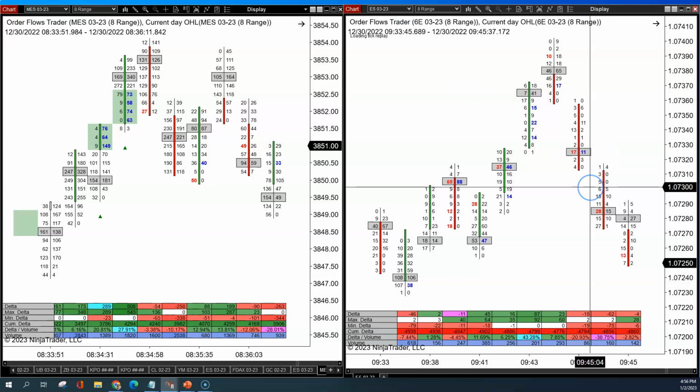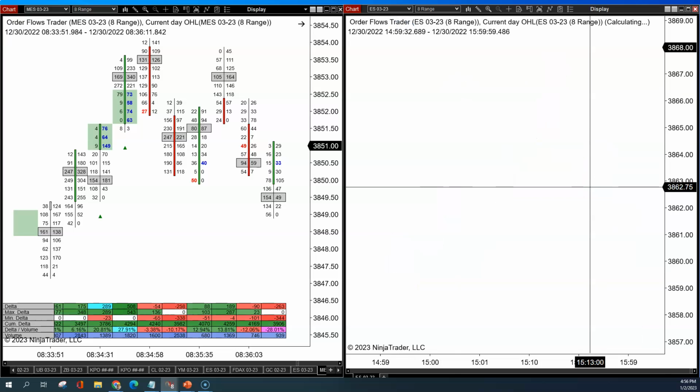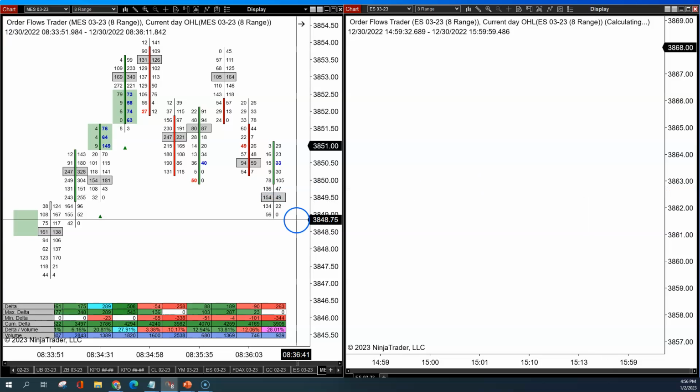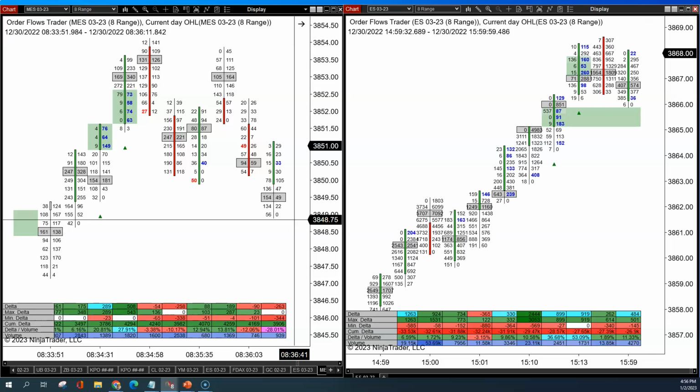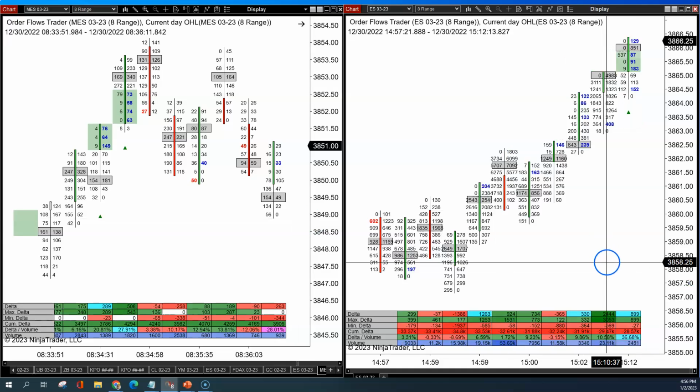But what I want to get into a little bit today is talking about imbalances, okay? I like talking about imbalances because a lot of traders now are really starting to pay attention to them. And it's good because anytime you have a market that's out of balance, that's where good opportunities arise.